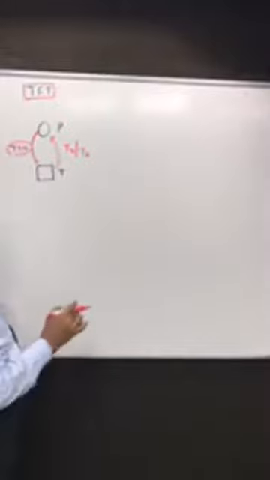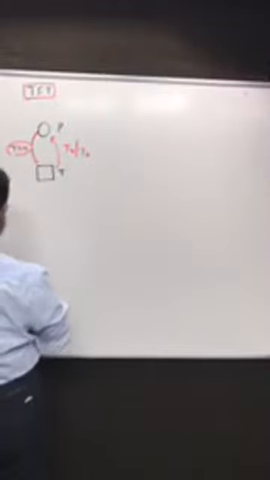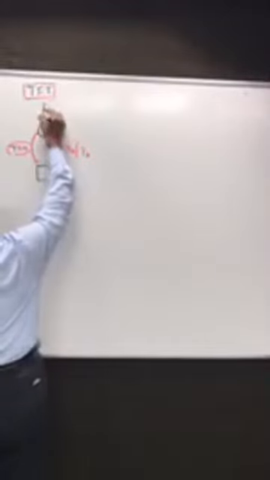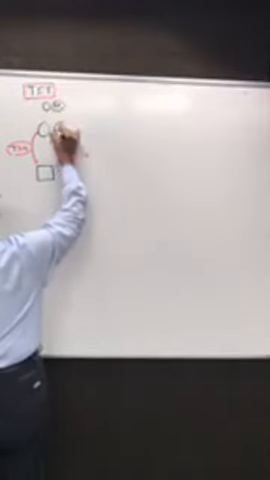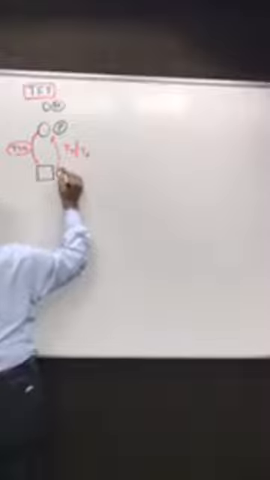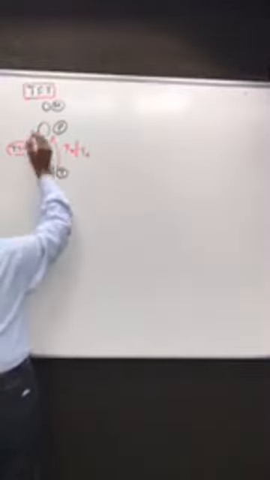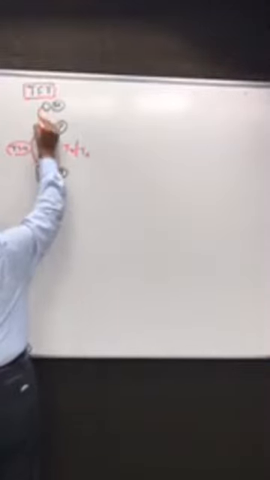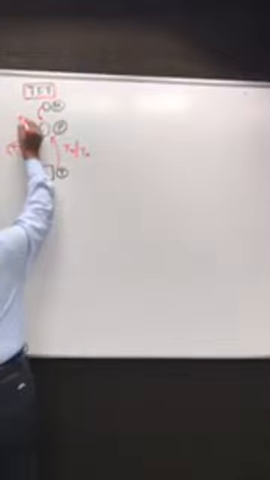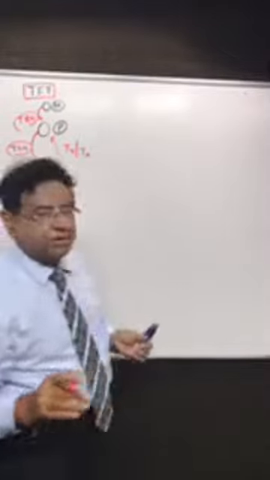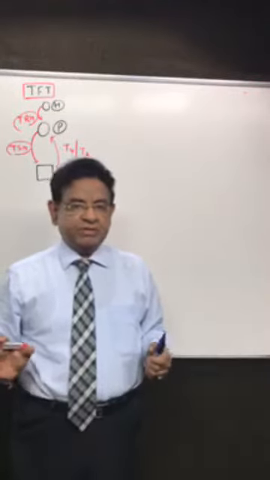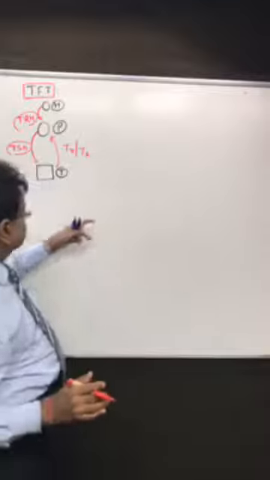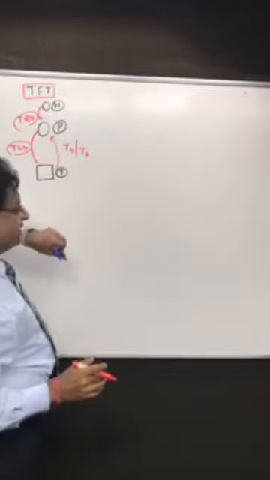Okay, and of course we have a hypothalamus, H for hypothalamus, P for pituitary, T for thyroid, and from the hypothalamus comes the thyrotropin releasing hormone. This is how the basic physiology goes. But what is more important is TSH and T3, T4.